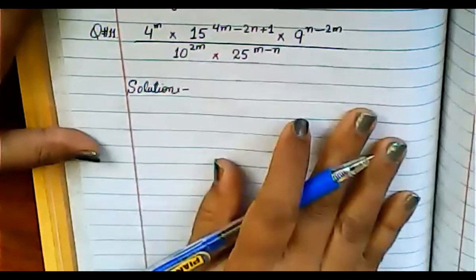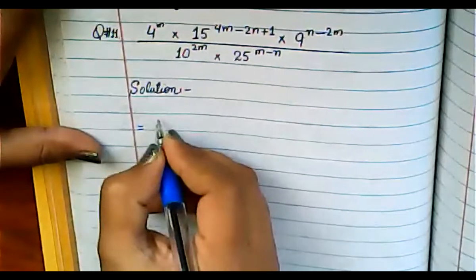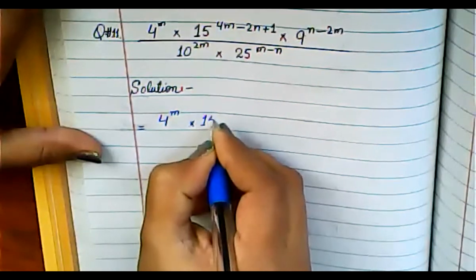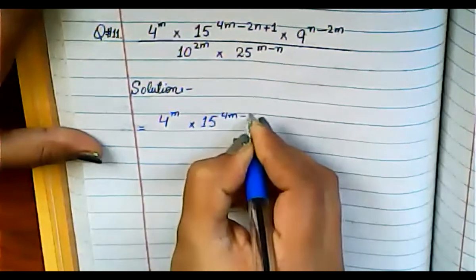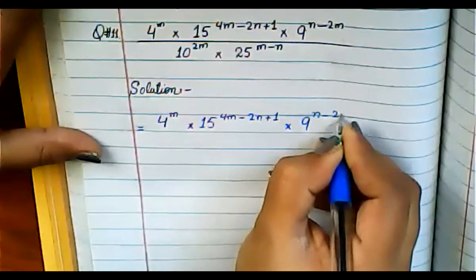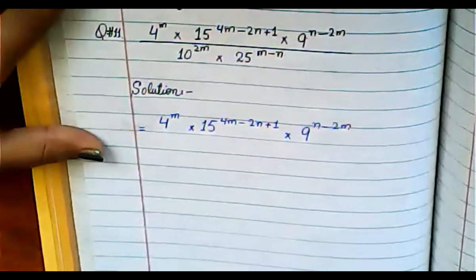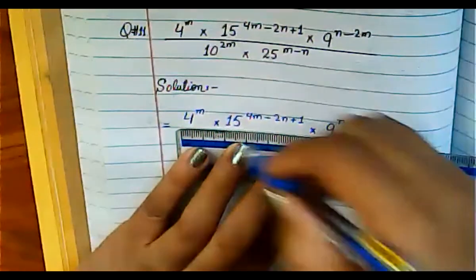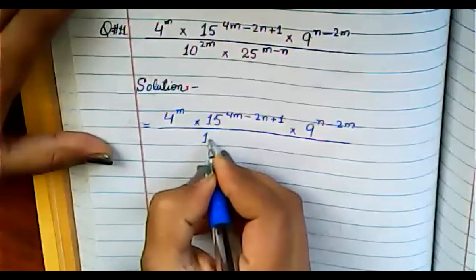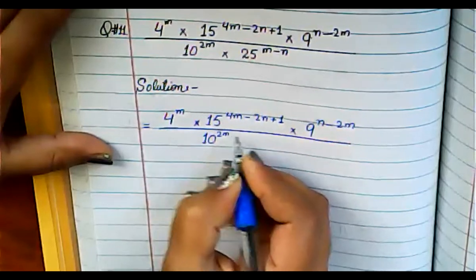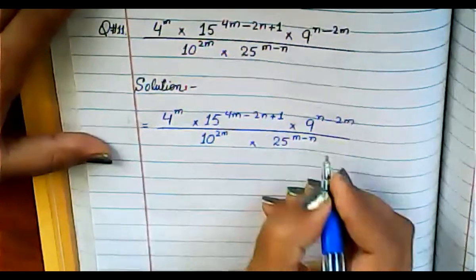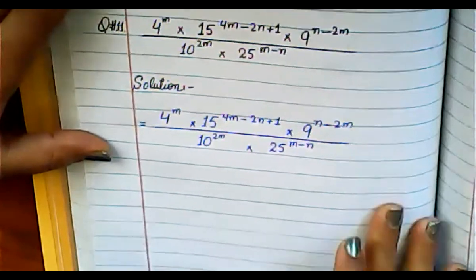Now, what's your question? I'm going to copy down the question again here. It is 4^m multiplied by 15^(4m−2n+1), multiplied by 9^(n−2m), then divided by, with a little bit large line, so I'm going to draw it with a scale, 10^(2m) multiplied by 25^(m−n). These are the powers. Understand? Now, how will you solve it?